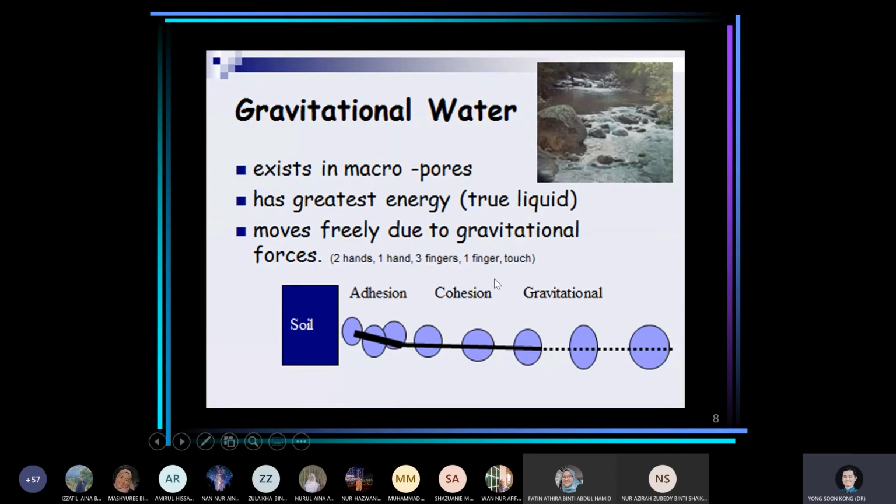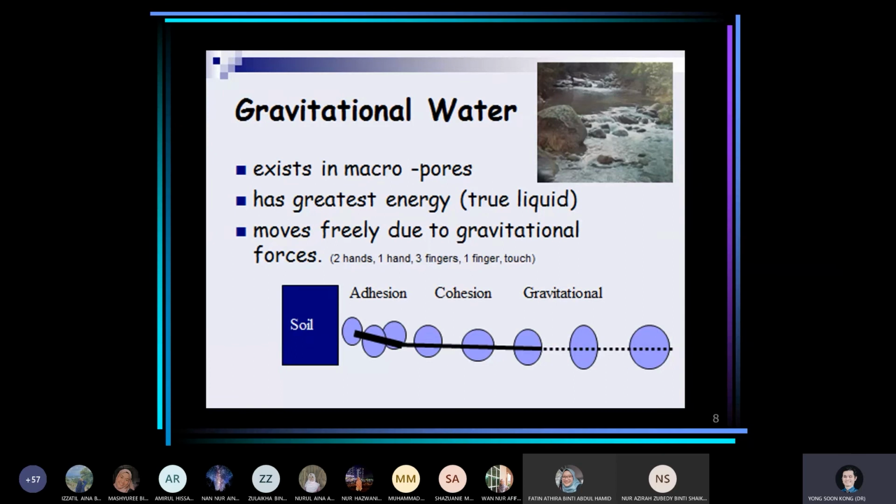And if you want to compare gravitational water versus adhesion water and cohesion water, you can virtually see that gravitational water is the furthest from the surface of the soil, and because of that, it is said to be the least held by the soil particle, which is what makes it move. Gravitational water is subjected mostly, as the name says itself, to gravity. So it moves down, this kind of water.